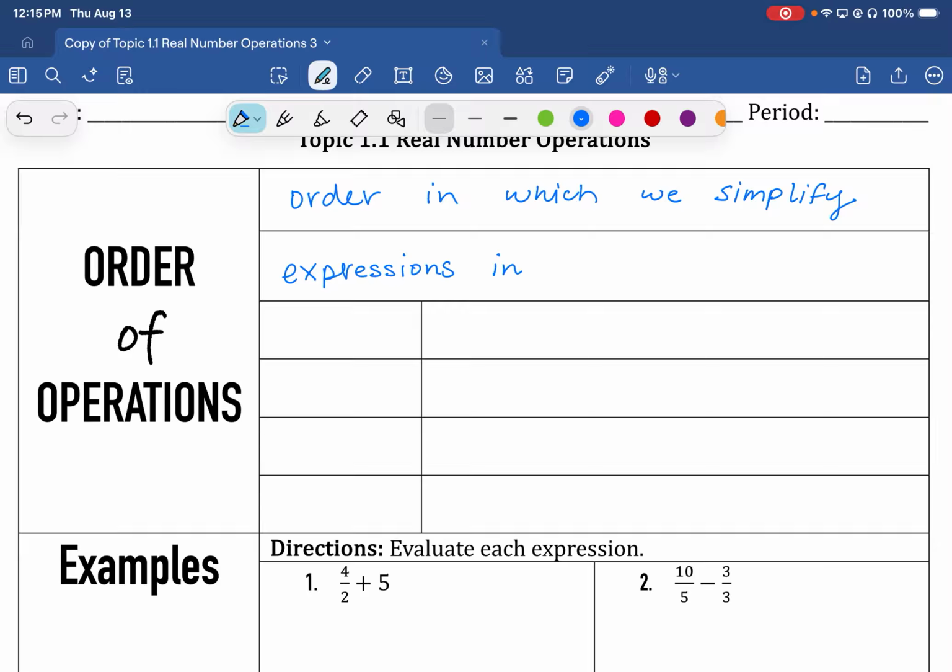Okay, so we're looking at the order in which we simplify expressions. What is the order of operations? PEMDAS, or Please Excuse My Dear Aunt Sally.